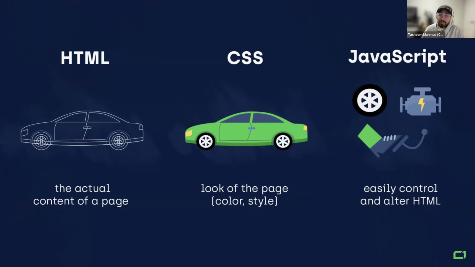But if you look at this example, HTML in this case is essentially creating the structure of the car. CSS is giving its color, maybe if there's a design on the body of the car or something. And JavaScript is giving it the functionalities where it can actually move or complete the tasks it's required to do. Any questions so far?